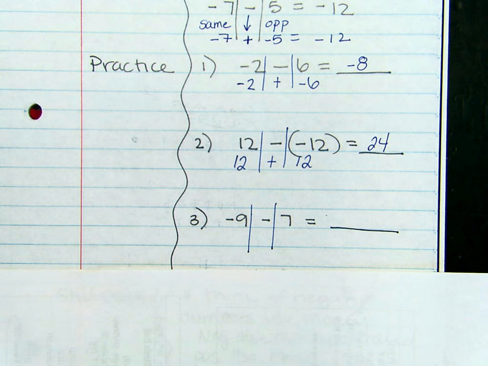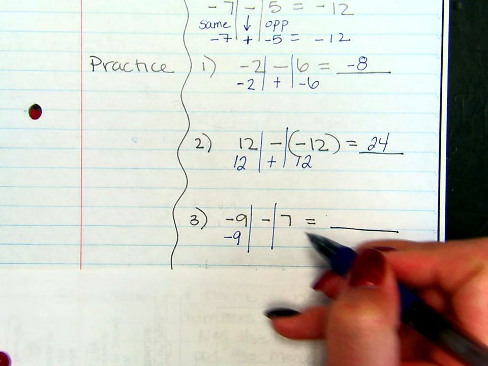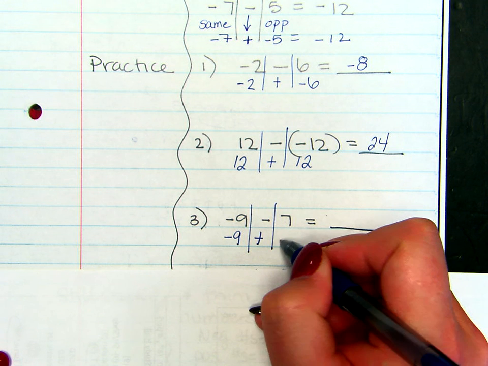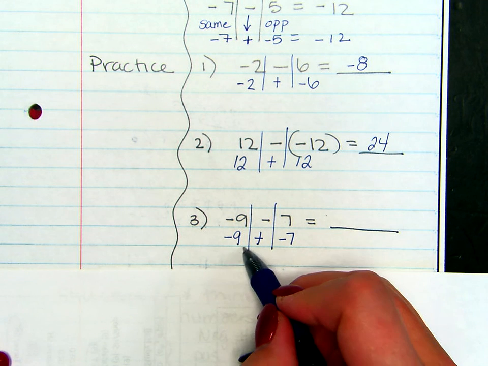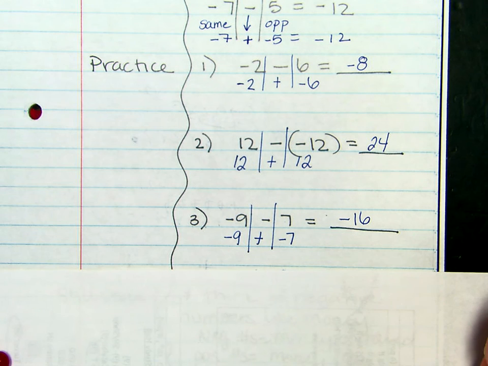All right, great work. So here we go. Let's double check your answer. So we kept our first number the same. We changed our sign to addition. And we changed our 7 to negative 7 because that's the opposite. So now I have negative 9 plus negative 7, which is going to give me negative 16. Awesome. Great job, you guys.